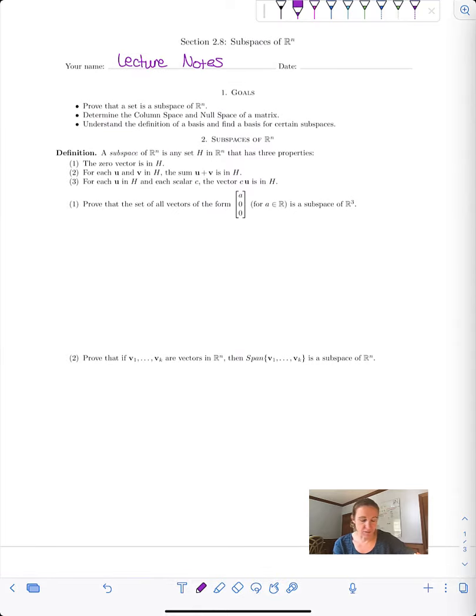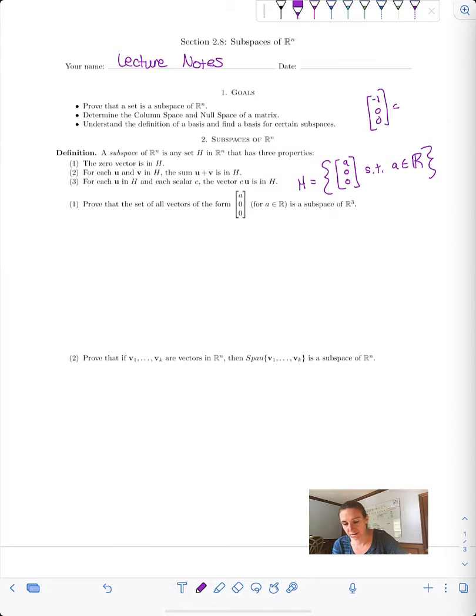So our first example will be to prove that the set of all vectors of the form, and let's just write this down in set notation, (a, 0, 0), and here a is a real number, so any real number. We want to prove that this is a subspace of R3. So for example, (-1, 0, 0) is in this set H.